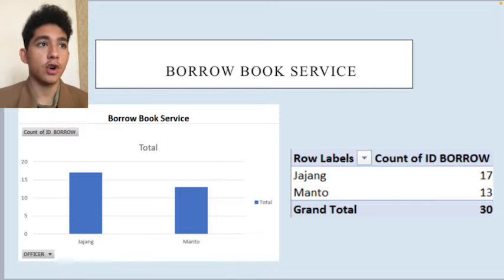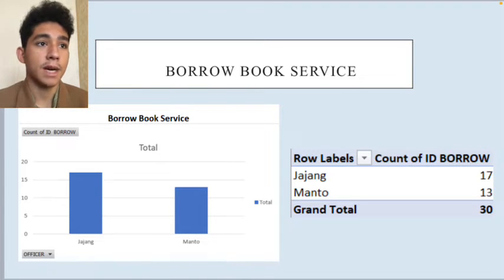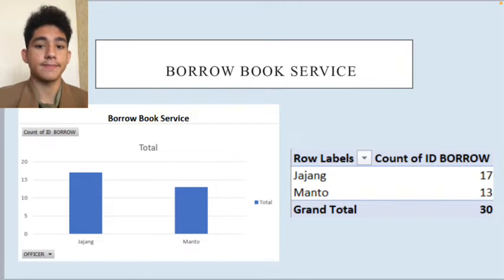This slide shows the pivot chart table of borrow book service. This table shows that Jajang serves 17 times in 30 days. Then Manto serves 13 times in 30 days. So Jajang serves more than Manto.